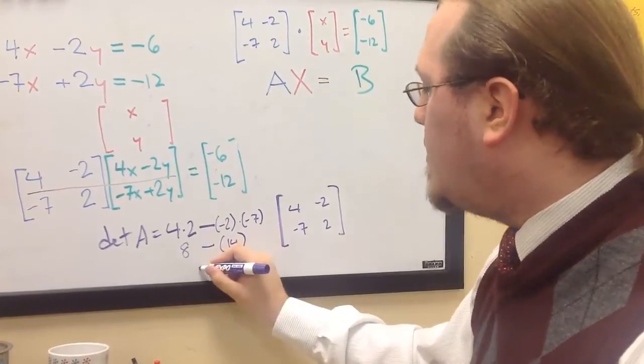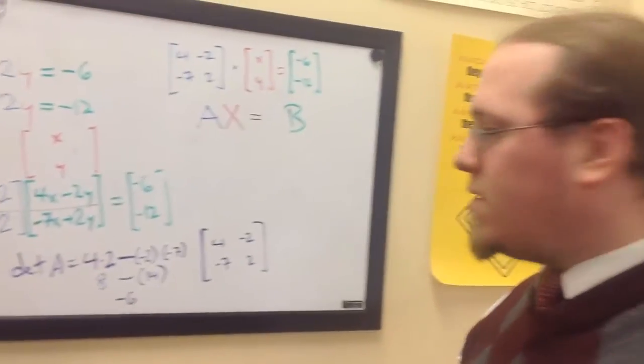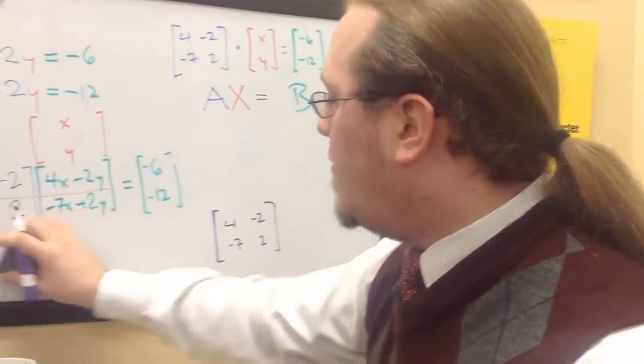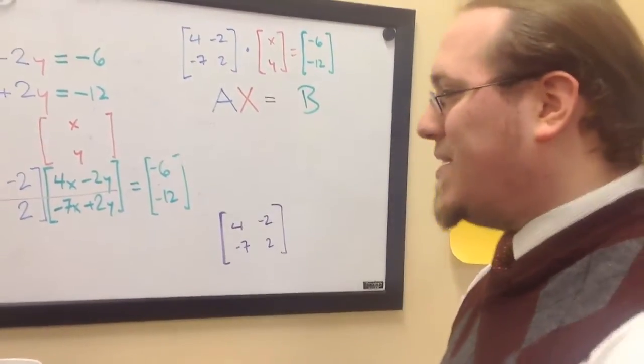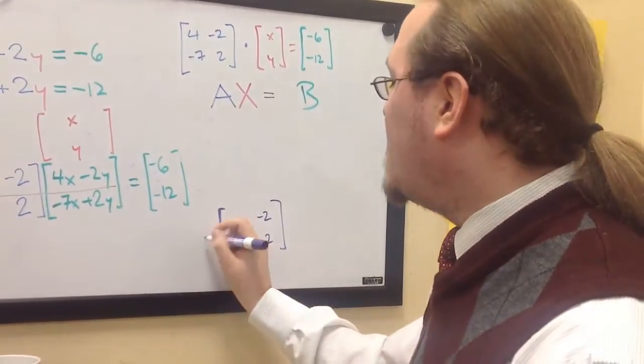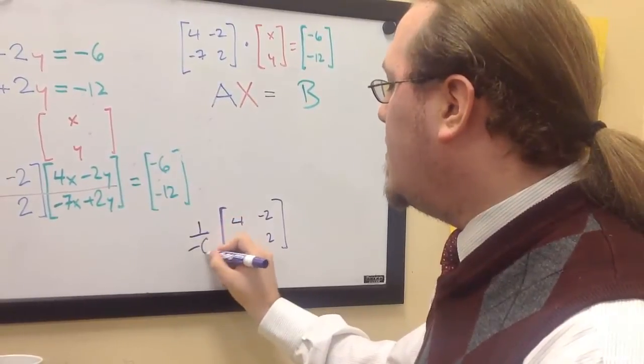And yes, I did that right. Okay, so we would end up getting -6. So -6 is the determinant. So the first thing I'm going to have to do, and yes, I just erased, but we can rewind. So we have to divide by that determinant.